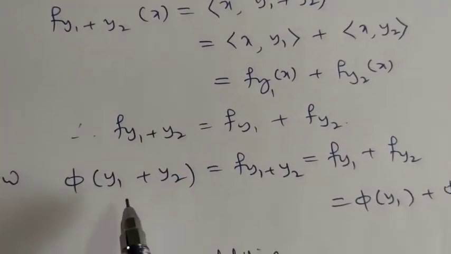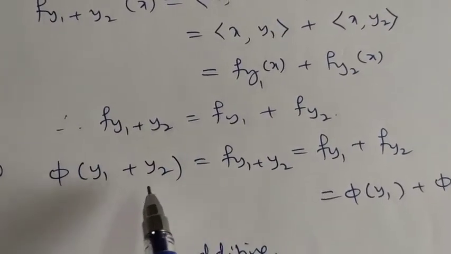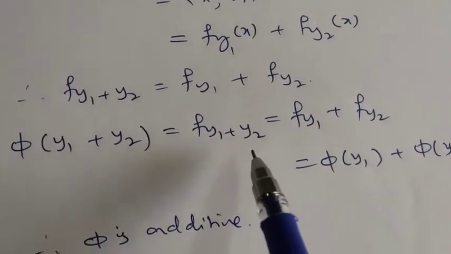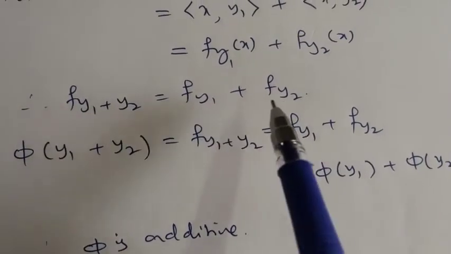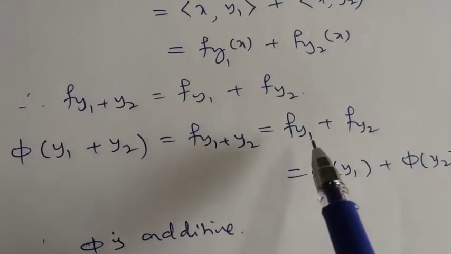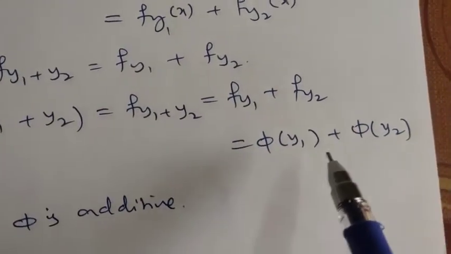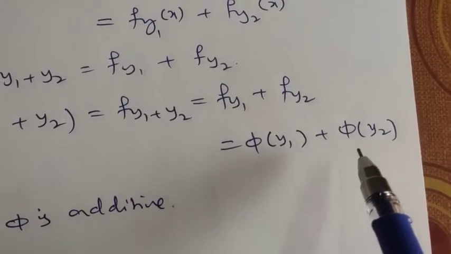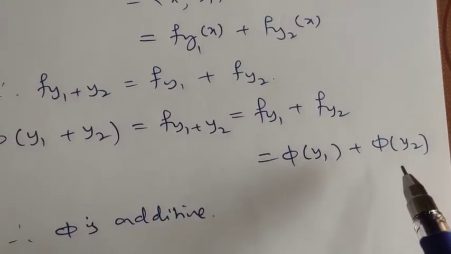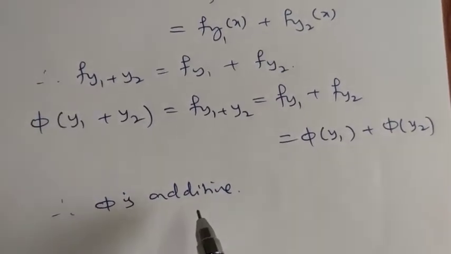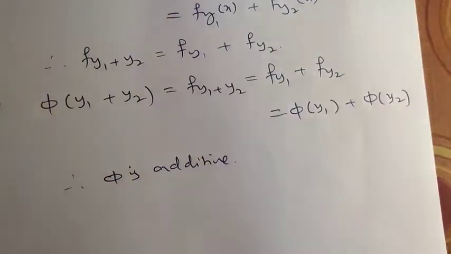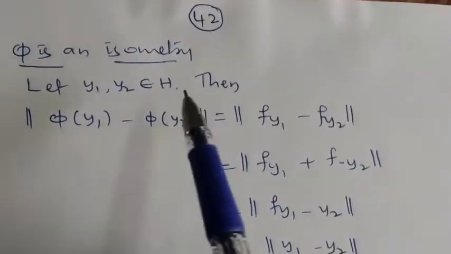Now consider phi of y1 plus y2. Phi of y1 plus y2 is F of y1 plus y2. But F of y1 plus y2 is Fy1 plus Fy2, which means phi of y1 plus phi of y2. Therefore, phi is linear, or additive. Phi is linear. Next, phi is an isometry.